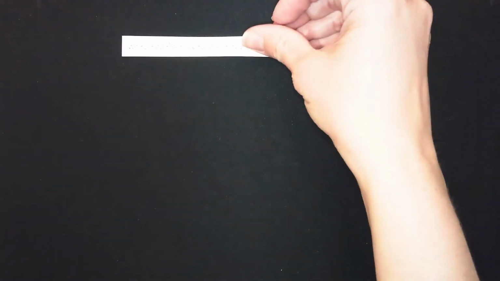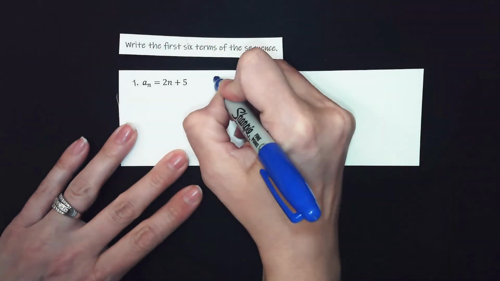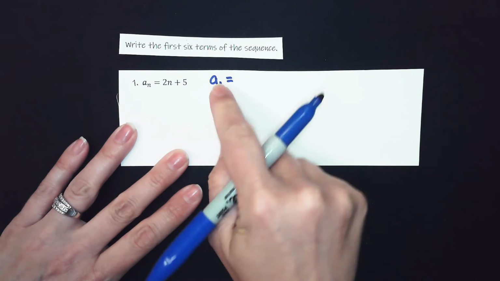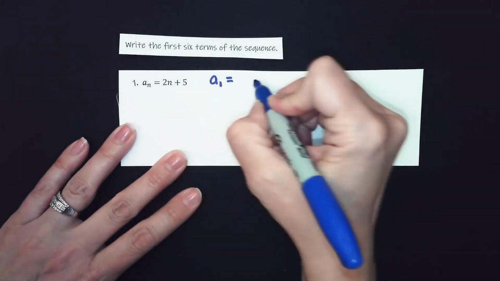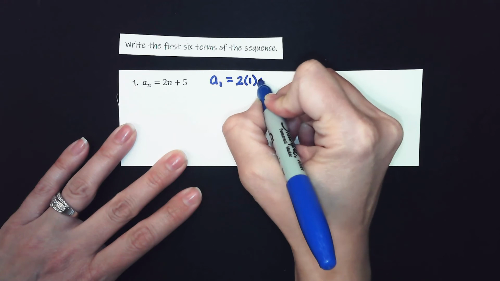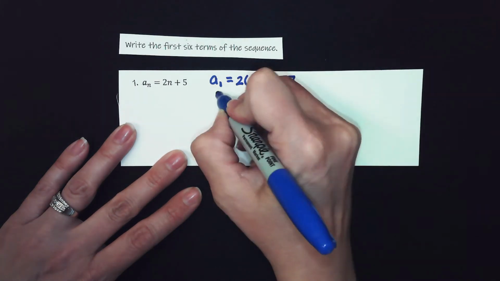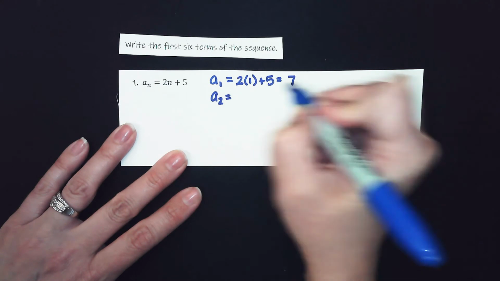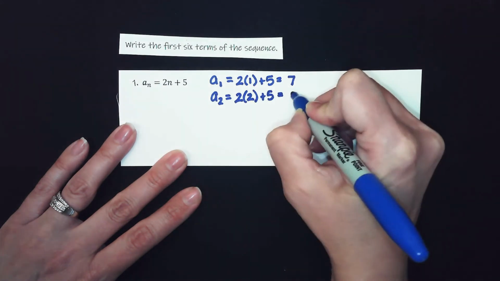Alright, so let's actually just write out the first 6 terms of our sequence. So for number 1. We write our terms like I'd write A1, where n becomes 1 as my first term, and I'm just plugging 1 in for n. So it's 2 times 1 plus 5, and that equals 7. A2 would be 2 times 2 plus 5. So 4 plus 5 is 9.